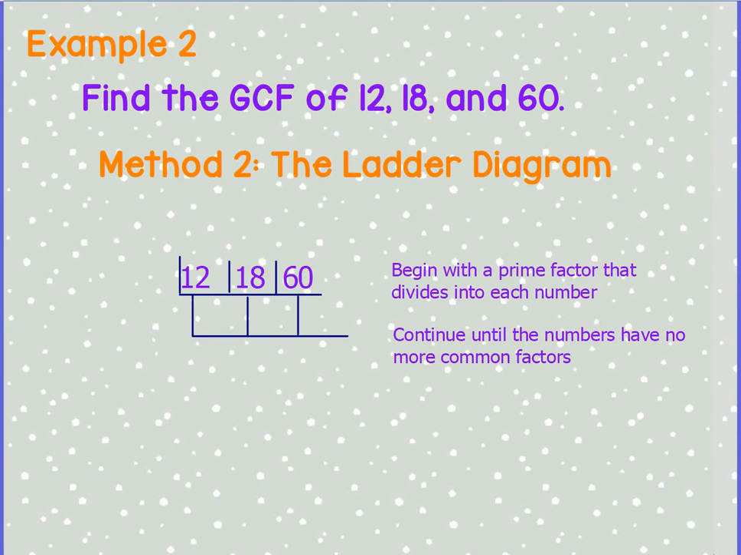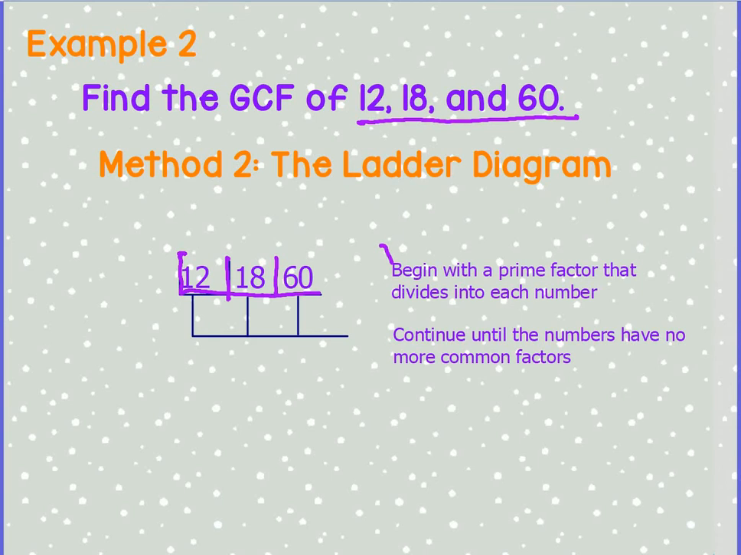All right, the second method that we have is called the ladder method. We're going to use the ladder method to help us find the GCF of 12, 18, and 60. So to do that, I write down my numbers, and then I put them inside of a ladder, kind of like an upside-down long division symbol, but with more numbers in it.